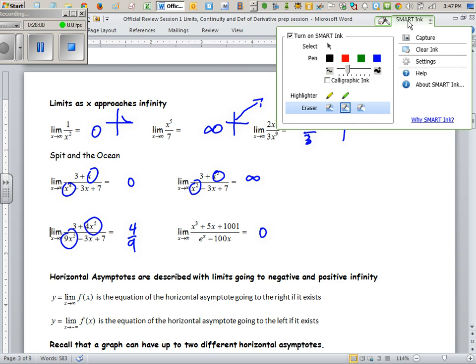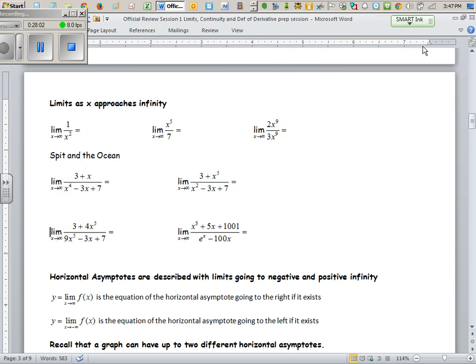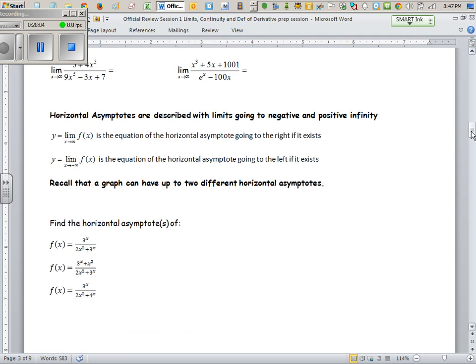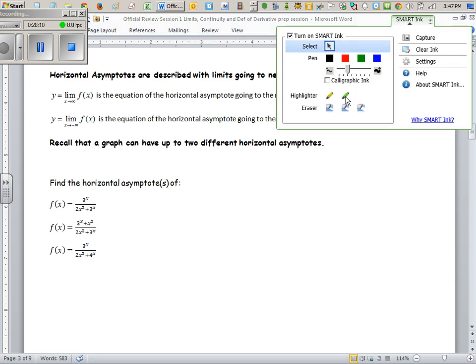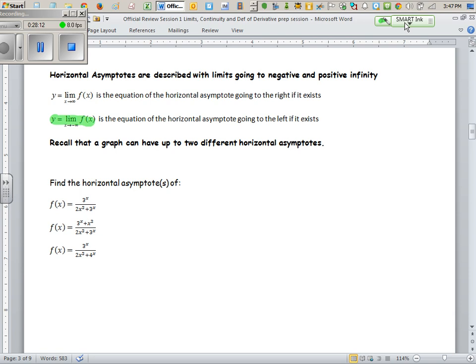Let's go to the next set. So how do you find a horizontal asymptote? Why is this being asked right in the middle of a limit as x goes to infinity problem? It's because of these two statements. So you can't separate the idea of limits to infinity from the idea of horizontal asymptotes. They're the same question, right?